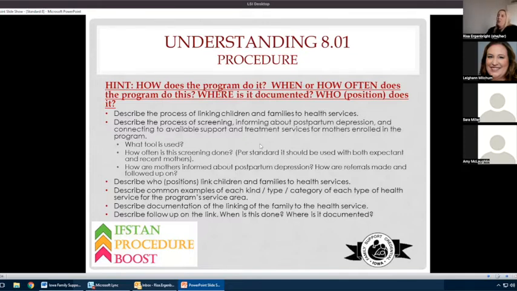Describe which positions link the children and families to health services. Maybe the home visitor, or maybe something is noted as a possible need at intake by a supervisor, but who is then responsible for the actual linking or connecting of those families? How is that done? Describe common examples of each kind, type, or category, and really I'm saying bullet points there, of each type of health service for the program service area.